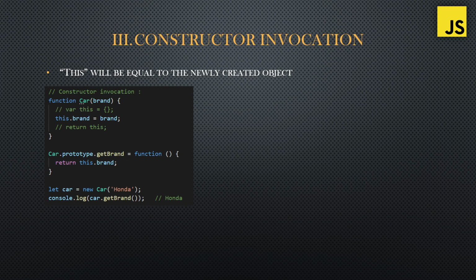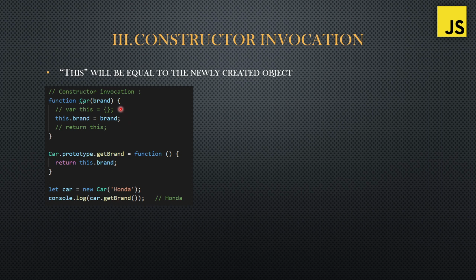In the third context with the constructor invocation, this will be equal to the newly created object. So here you have a function car, which is your constructor, then a function getBrand, which is bound to the constructor car, then here a variable car, which is an instance of the car object, and you pass Honda as an argument. When you call the function getBrand, the first function to be executed will be the constructor car.